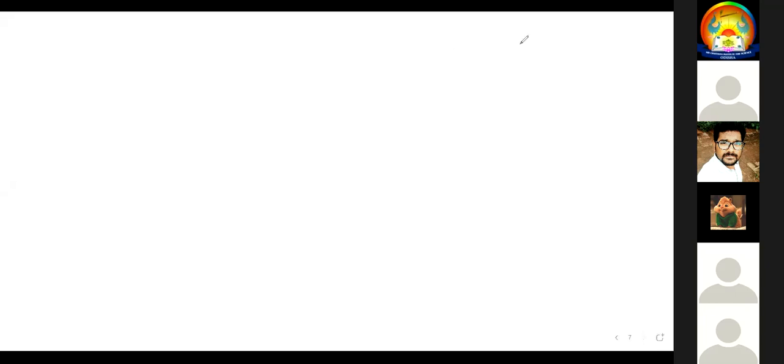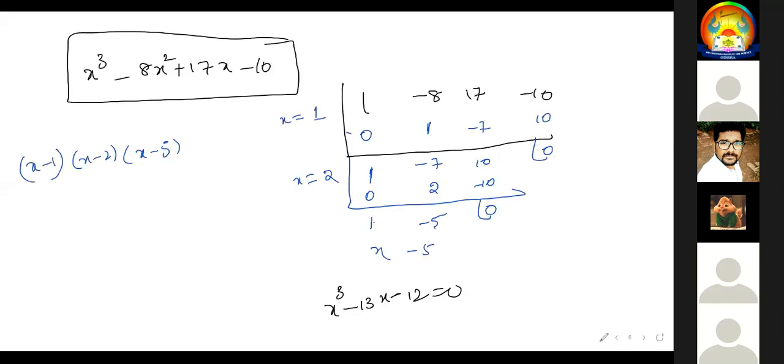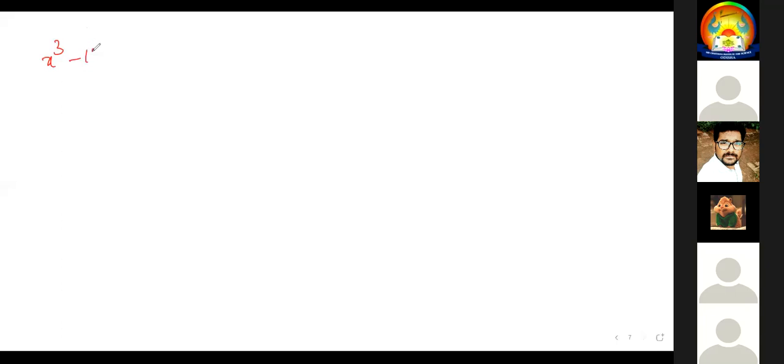Ramakrishna, say the equation. Sir, x cube minus 13x minus 12 equal to 0. That's the question. X cube minus 13x minus 12 equal to 0.